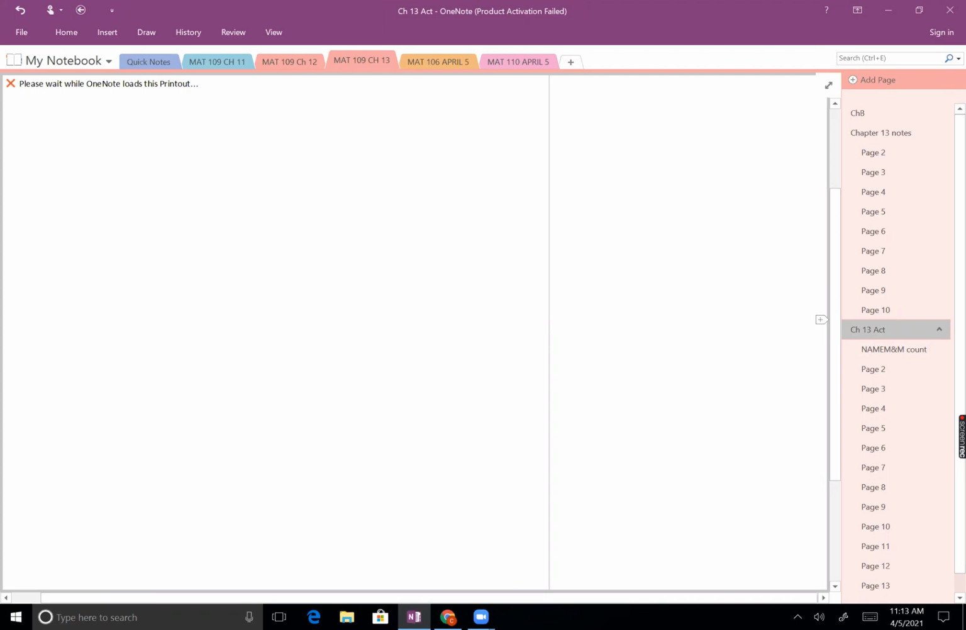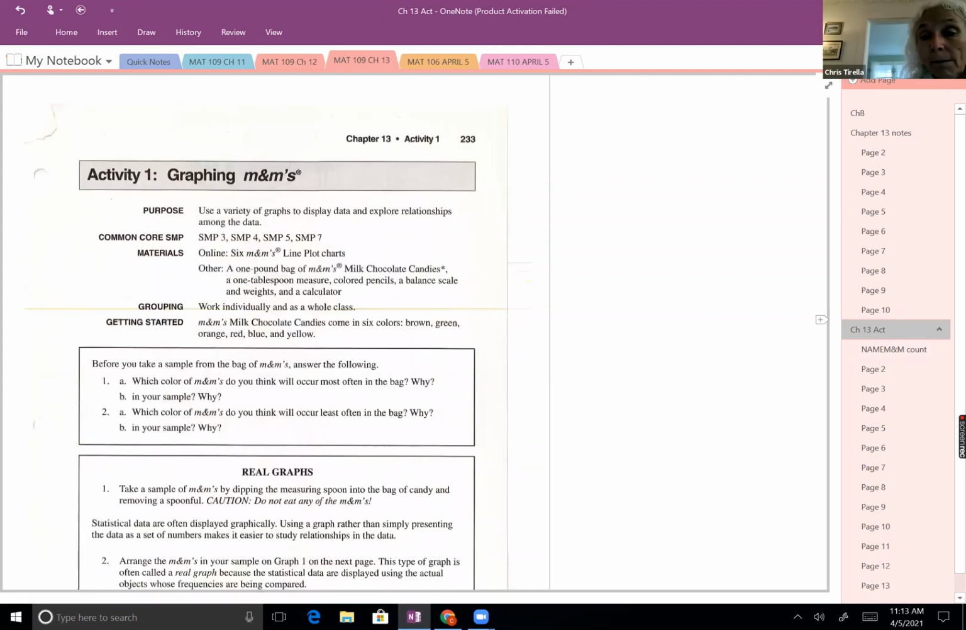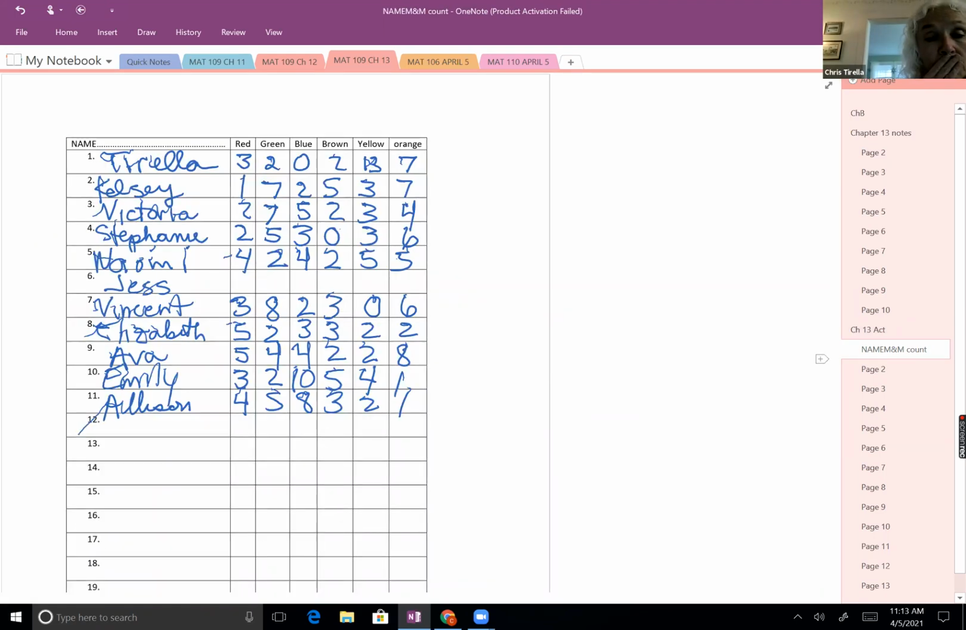When Emily went, she said yellow. I don't know what happened, but she said yellow, and then you wrote it as green, I think. And then when she said green, you wrote it as orange or something like that. Emily, do you want to give us your count again?